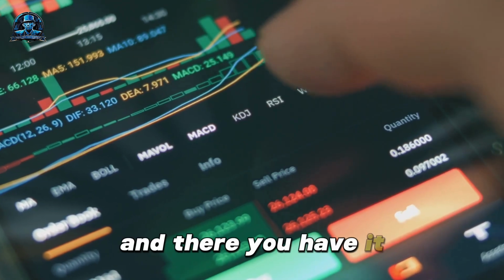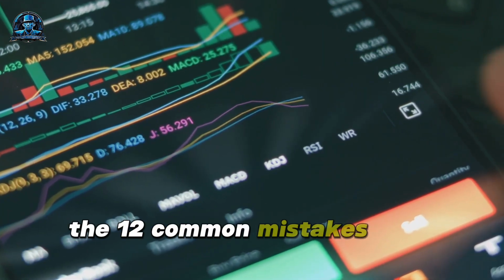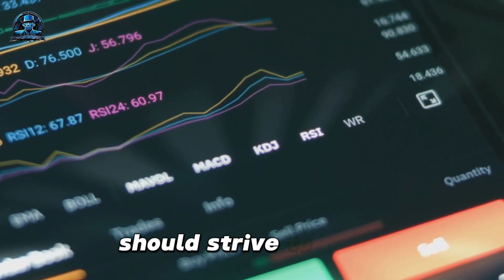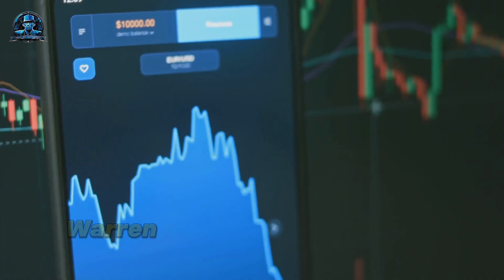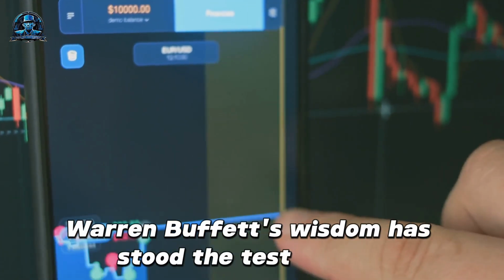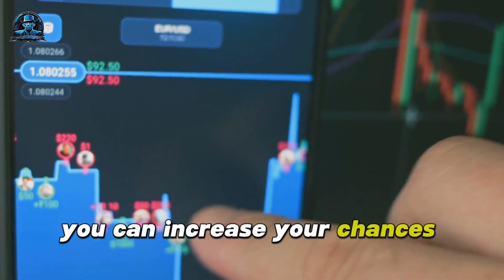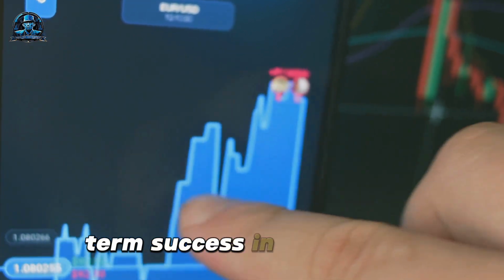And there you have it. The 12 common mistakes that every investor, even the most experienced, should strive to avoid. Warren Buffett's wisdom has stood the test of time, and by following his advice, you can increase your chances of achieving long-term success in the market.